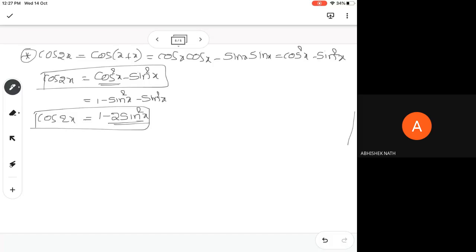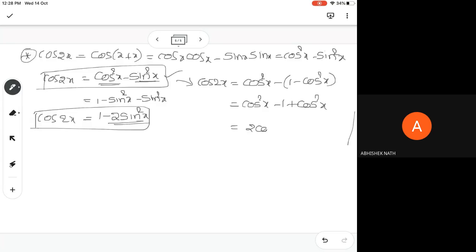If you want to convert this completely to cos, sin square x can be written as 1 minus cos square x. So cos 2x is equal to cos square x, keeping it as it is, minus (1 minus cos square x). So you get cos square x minus 1 plus cos square x, which is 2 cos square x minus 1. So this is also cos 2x.